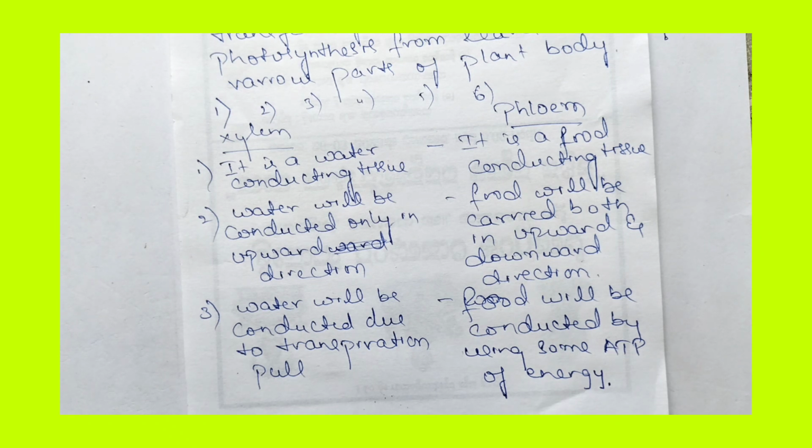Xylem, it is a water conducting tissue. Phloem, it is a food conducting tissue. Xylem, water will be conducted only in upward direction. Phloem, food will be carried both in upward and downward direction. Xylem, water will be conducted due to transpiration pull. Phloem, food will be conducted by using some ATP of energy. So these are the differences between xylem and phloem.